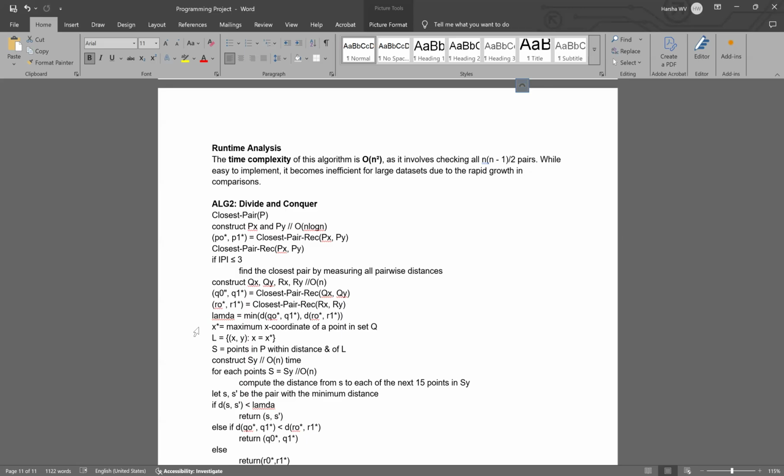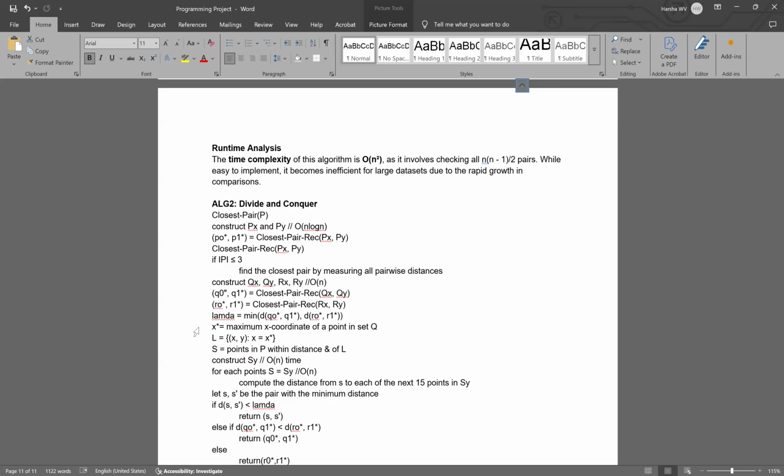And we are also considering a strip, with a few points that come under the strip to the left of the dividing line and a few points to the right, and we'll try to find the distance between those points as well. And now we are considering the shortest distance between delta 1, delta 2, and the values that we got in the strip, so that we will get a final solution which will be optimal.